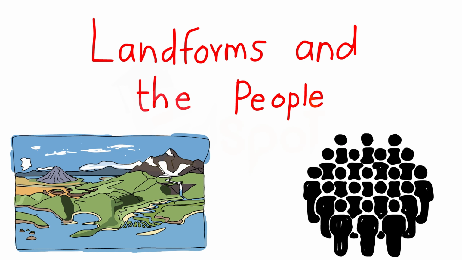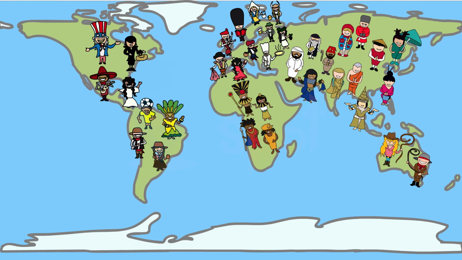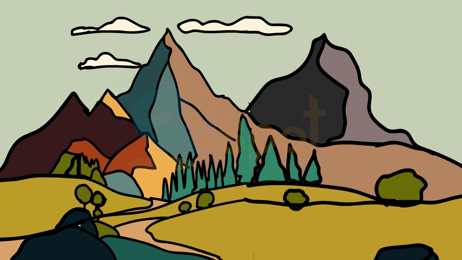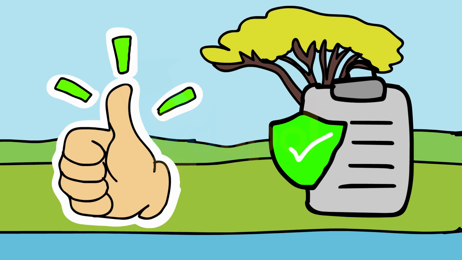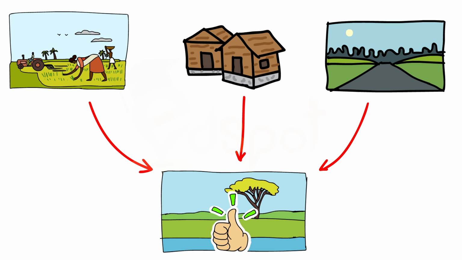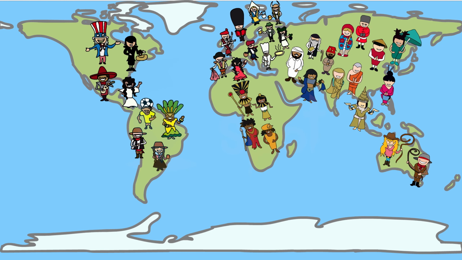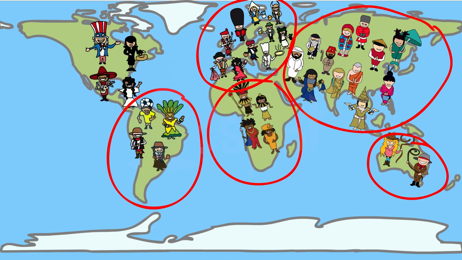Landforms and the people. Humans have been living on different kinds of landforms in different ways. Life is difficult in mountainous areas. Plains provide much better conditions. It is easy to grow crops, build a house or a road in a plain than a mountain. Can you point out some differences in the ways people live on different kinds of landforms?